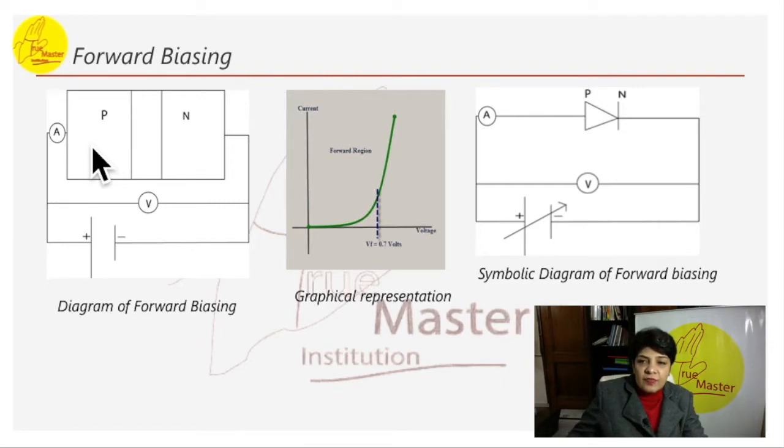And here I have just mentioned that this is a symbolic representation of forward biasing. This triangle shape here represents the P type, and this line shows you the N type. So this is a P and N here. They are connected to a battery. Because it is connected to a battery, we call this biasing. So I hope the term biasing is clear to you, and you can relate that this is forward biasing. What happens in forward biasing?